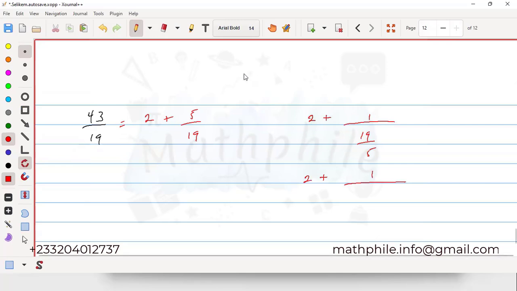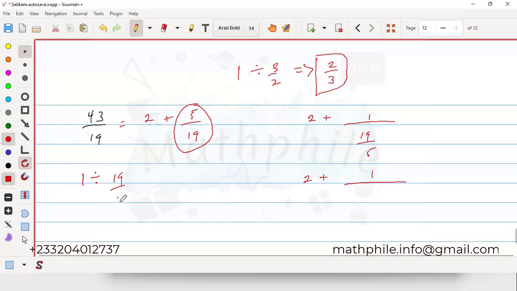We learned not long ago that if you divide 1 by a fraction, the answer is going to be the flipped version. So that's going to be 2 over 3, right? I want a fraction where 1 will be at the top, but still I'll get the answer to be 5 over 19. So if that is the case, then it's the same as writing 1 divided by 19 over 5.